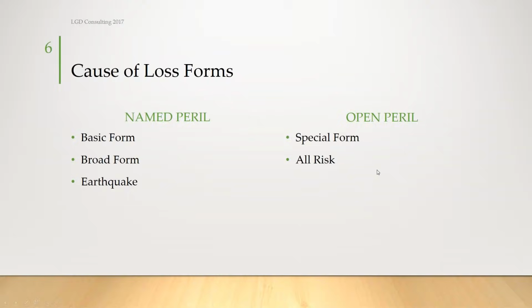So let me give an example. Falling object, like a satellite. The basic form won't cover it because it only covers fire, lightning, and internal explosion. And none of them say anything about falling object. Okay.